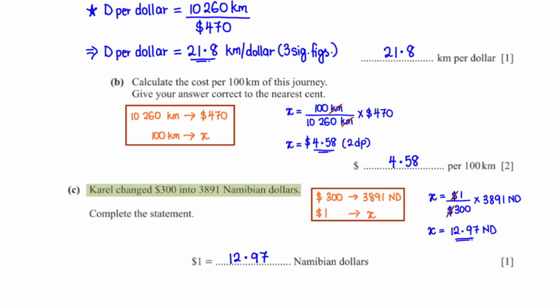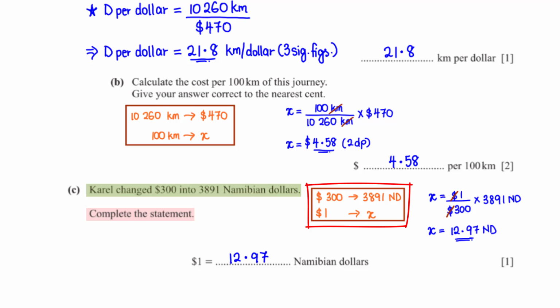Carol changed $300 into 3,891 Namibian dollars. Complete the statements. We can choose to set up a ratio for the given scenario. If $300 gives us 3,891 Namibian dollars, then how much will $1 give us? This is what we are representing with X.